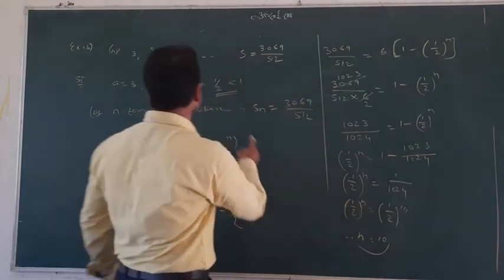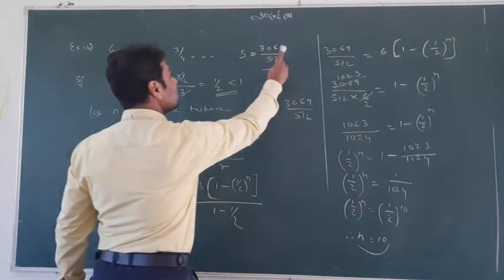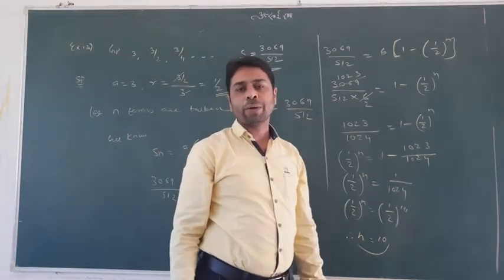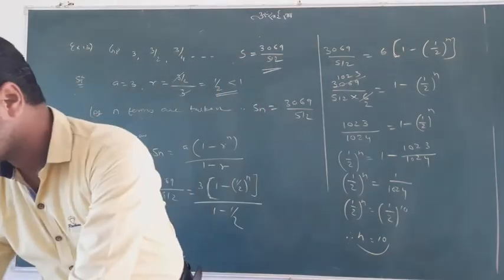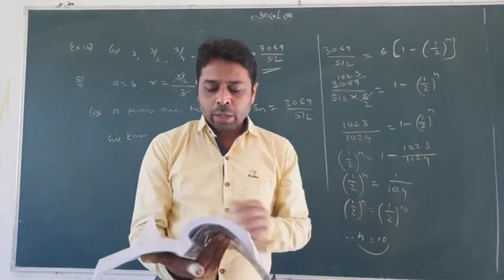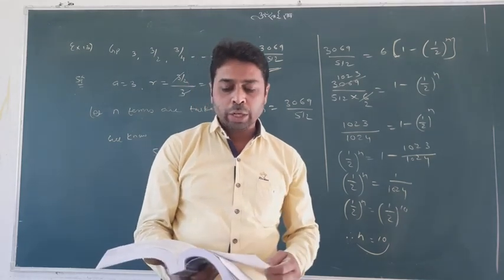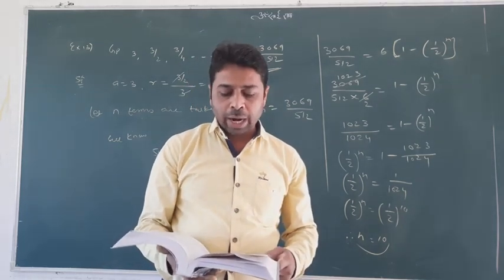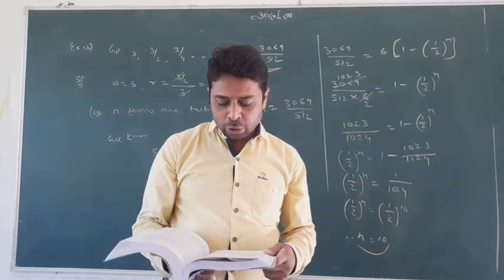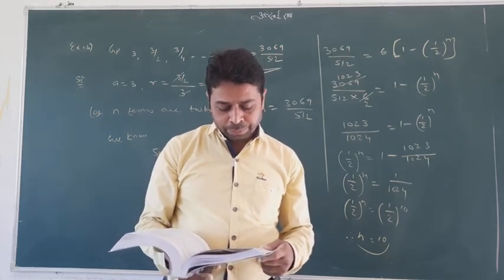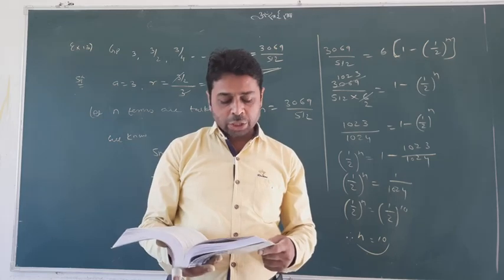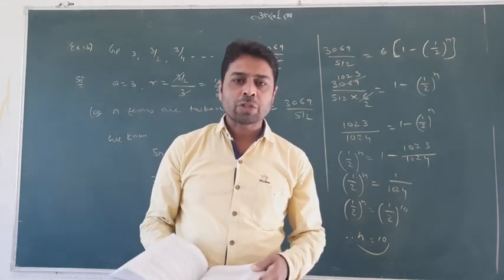It means that when we take 10 terms, we have a sum 3069 upon 512. So this is mathematics, student. Now you do from your side. Question number 14 onward we will study tomorrow. So till then you can start exercise 9.3. I think you can do the initial 16 questions. So please try. Thank you.